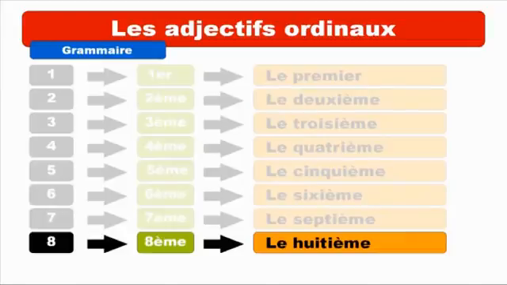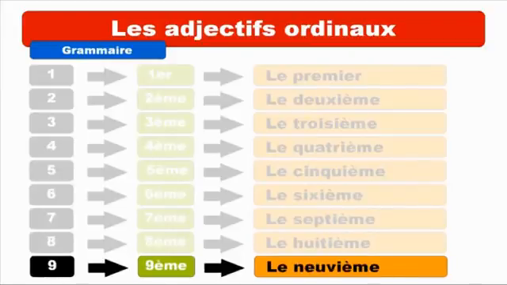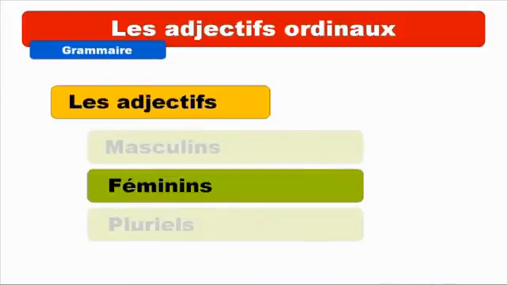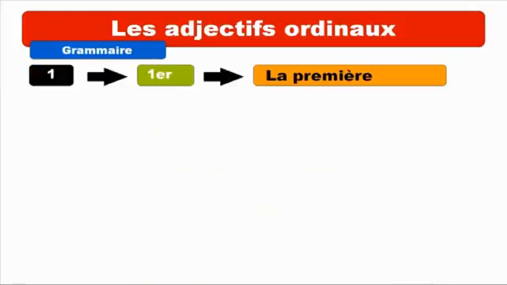Repeat. Le huitième. Okay, as usual, the first H is not pronounced. And then, last but not least, le neuvième. Repeat. Le neuvième. Okay, be careful because this EU in neuvième is actually open. It's not the closed sound, it's open. Okay, so it's neuvième. Repeat. Le neuvième.